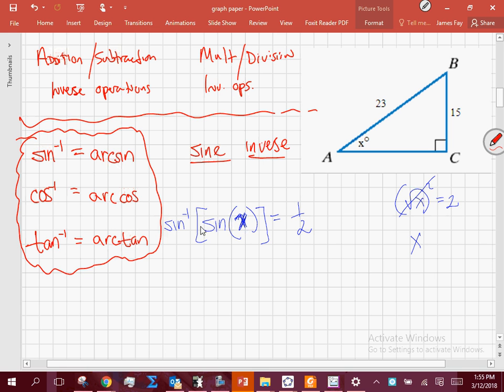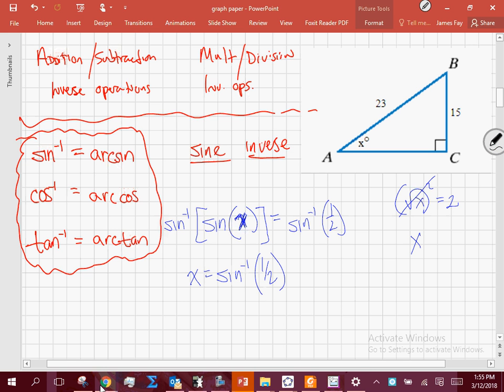If I do that, the sine inverse and the sine are going to wipe each other out and leave me with just x. Then if I do that to the left-hand side, don't I have to do it to the right-hand side? So the right-hand side is going to look like this: sine inverse of 1/2. And that gives you exactly what you need to type into your calculator.